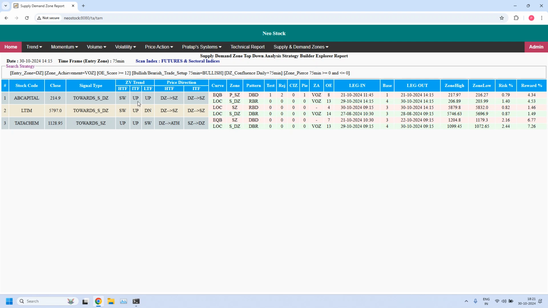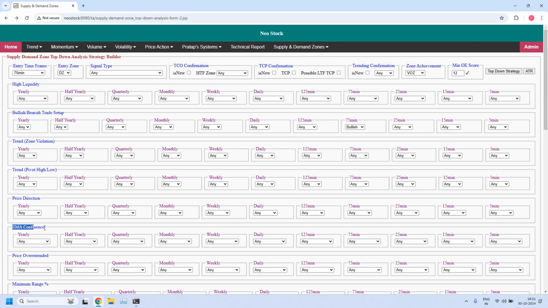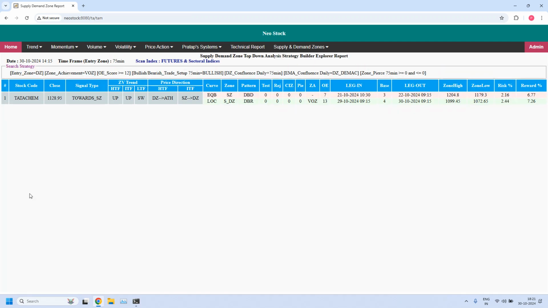Out of these 3, some of the stocks might be having daily EMA confluence. Why daily EMA? Because 75 minutes demand zone is part of the daily demand zone, and the daily demand zone is having daily EMA confluence. That is even more high probability setup. So 75 minutes demand zone with the daily EMA confluence. Sorry for my mistake. This is a daily demand zone with daily EMA confluence. Because 75 minutes entry zone is part of the daily zone. That's why daily demand zone with daily EMA confluence we are looking for. So one stock is filtered. This is a high probability setup supported stock.